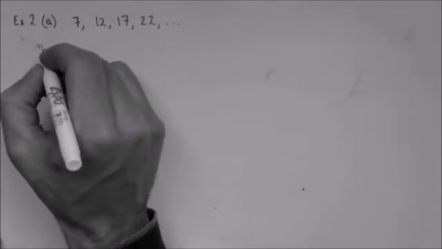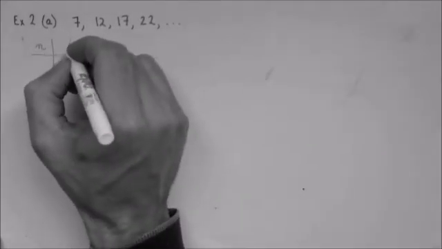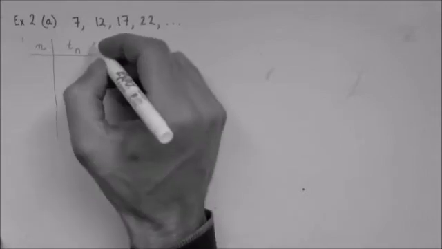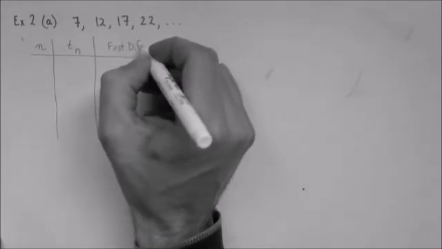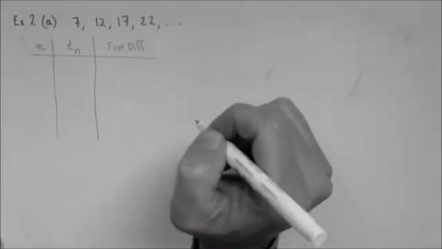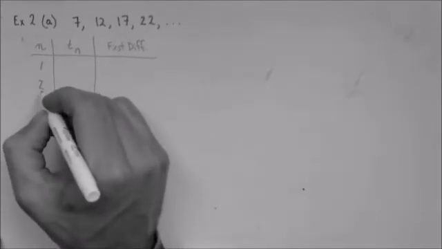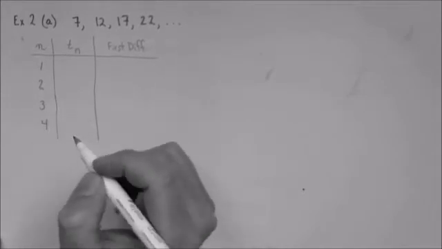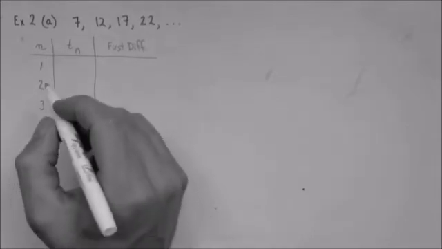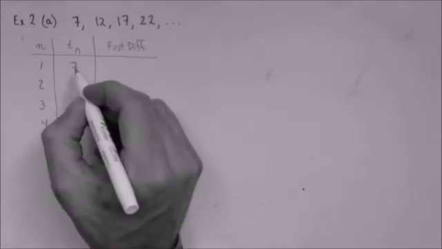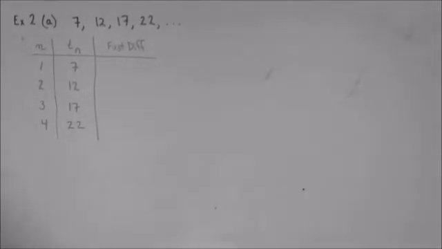We've got our term number, n. We have our term, which is t of n. And then over here, we're going to have our first differences. And if we need to, we'll go on to second differences. So our term numbers are the subset of natural numbers. 1, 2, 3, 4 is all we'll need. That's all we're given, though we could predict the next numbers pretty easily in this one. The term values, the actual numbers in the sequence, are 7, 12, 17, and 22.